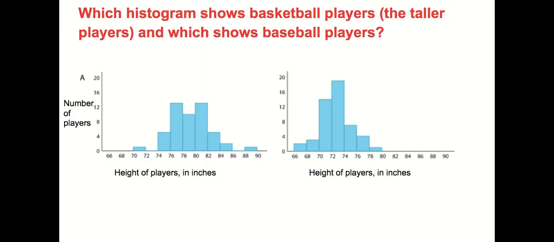So here we have 2 different histograms. One represents basketball players and the other represents baseball players. I'd like you to pause this tutorial for a moment and have a look at these 2 histograms and see which one you think is the basketball players.